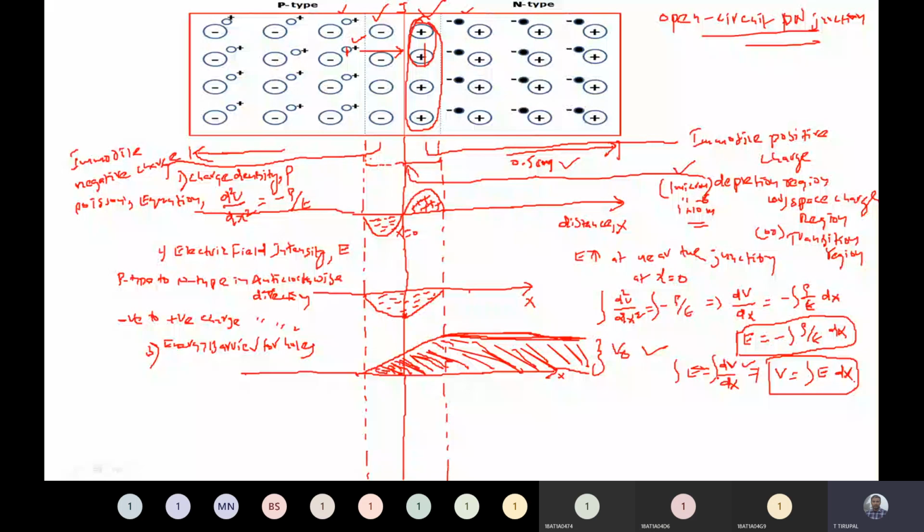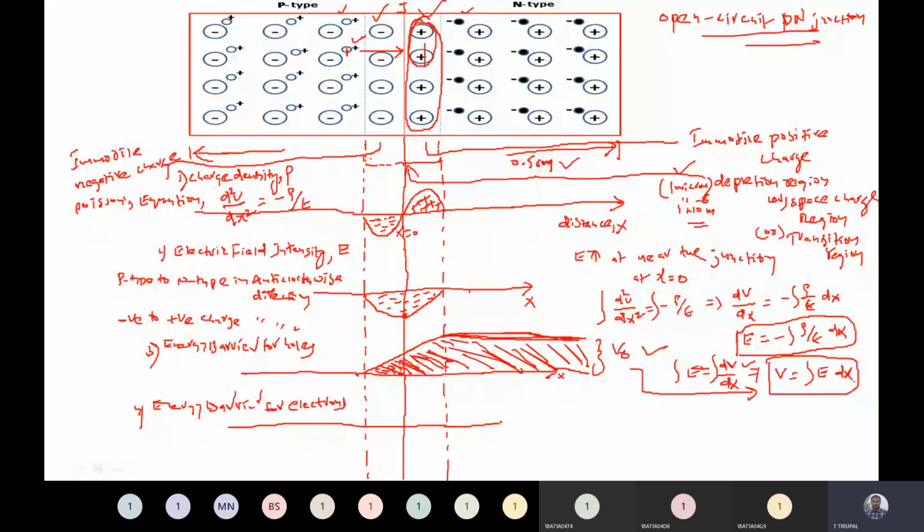Similarly, the last case, the fourth one. Tell me what is the potential energy barrier for electrons? This is the origin, which is called distance x. This is at x equal to 0.